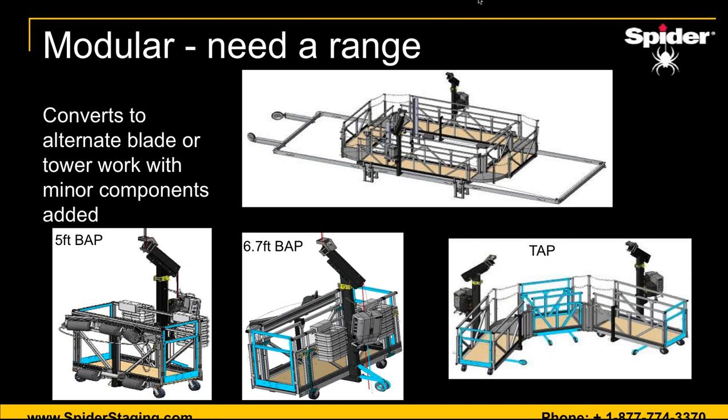In addition, the components of the 360-degree BAP can be configured into what we call a tower access platform, or a TAP. This configuration allows for improved access around the tower itself. Both the 5 and 6.7 BAPs and the TAP are used frequently for inspection of the tower, and for recoating when that needs to happen. The TAP configuration allows a little bit more access, as you can circle a broader range on the tower. It also includes the ability to position itself around as you yaw the nacelle; your rigging points stay fixed in the nacelle.